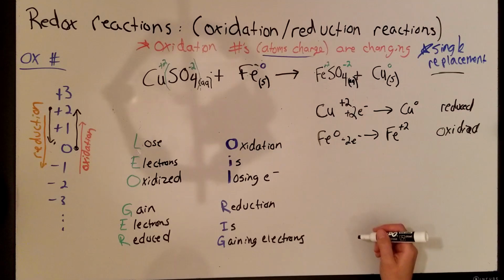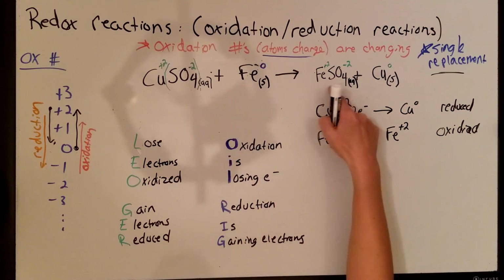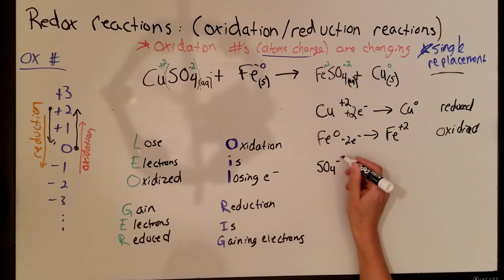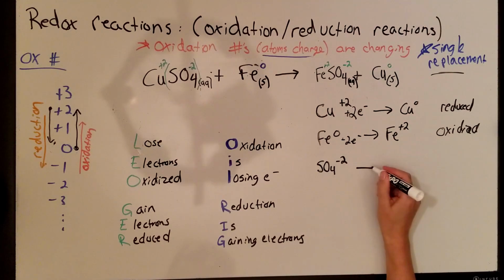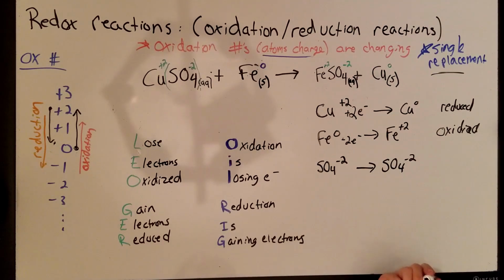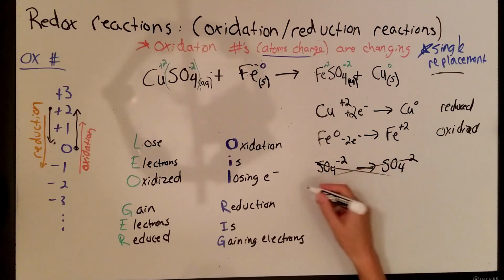So just to make sure, let's check our last element or compound. In this case, it's a polyatomic. So we have SO4 on the reactant side having a -2 charge. On the product side, SO4 still has a -2 charge. So nothing happened to it. It wasn't reduced, it wasn't oxidized.